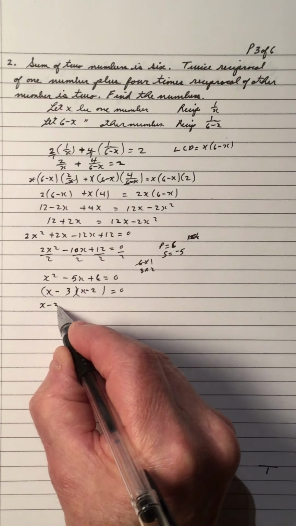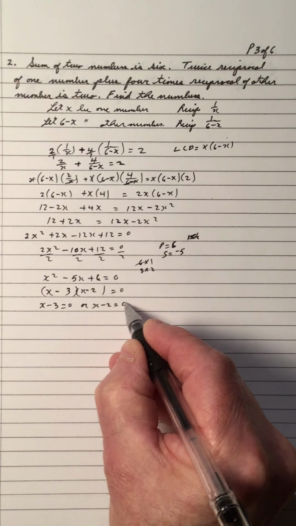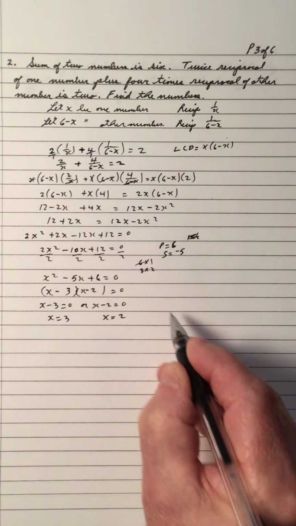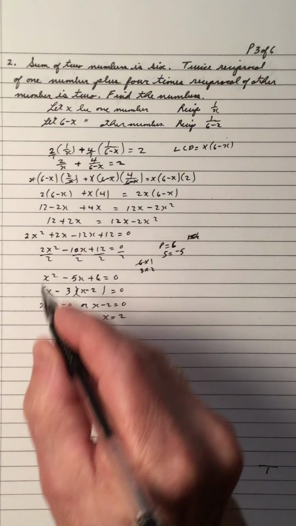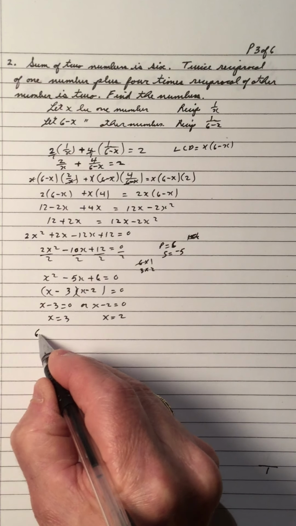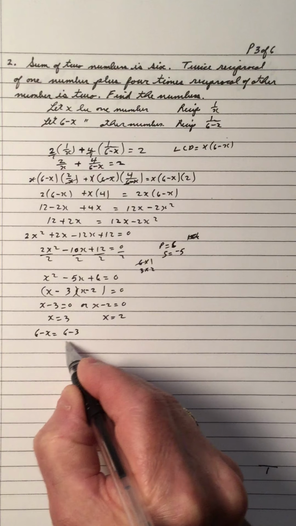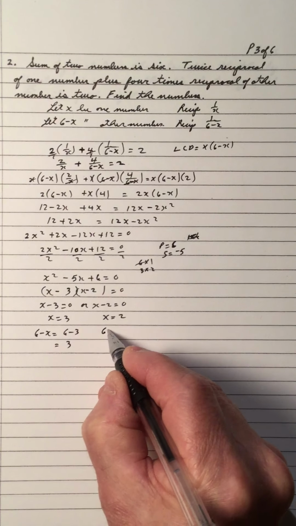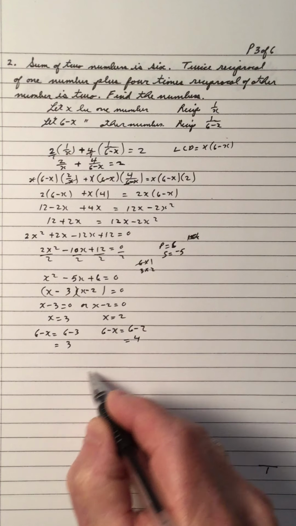Multiply. Negative 3, negative 2, positive 6, add, negative 5. Perfect. So we let each one of these factors equal 0. So x is equal to 3, or x is equal to 2. So if we have 3, then the other number is 6 minus x. So that's 6 minus 3, which gives me 3. And if x is 2, 6 minus x is 6 minus 2, which is 4.